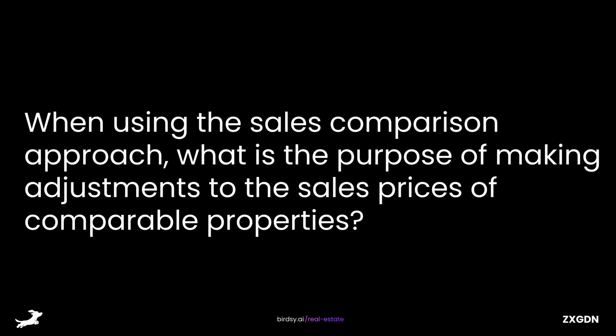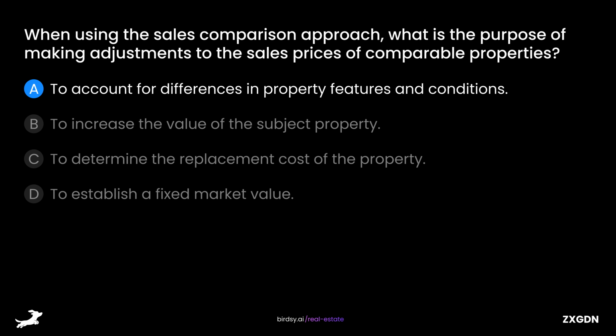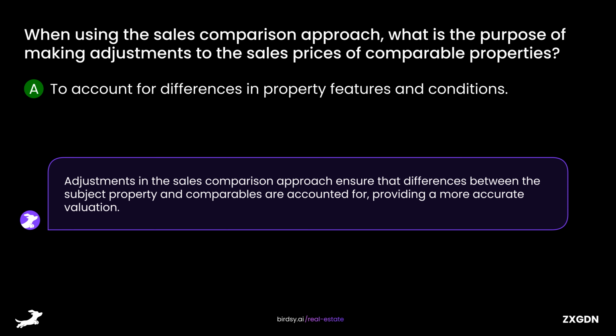When using the sales comparison approach, what is the purpose of making adjustments to the sales prices of comparable properties? Is it A, to account for differences in property features and conditions, B, to increase the value of the subject property, C, to determine the replacement cost of the property, or D, to establish a fixed market value? The answer is A, to account for differences in property features and conditions. Adjustments in the sales comparison approach ensure that differences between the subject property and comparables are accounted for, providing a more accurate valuation.